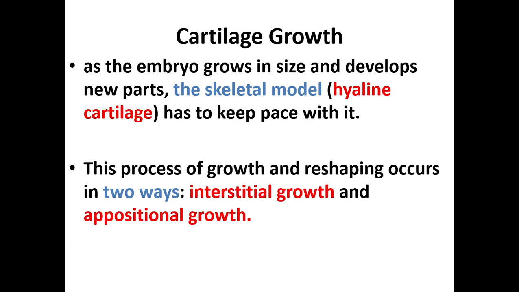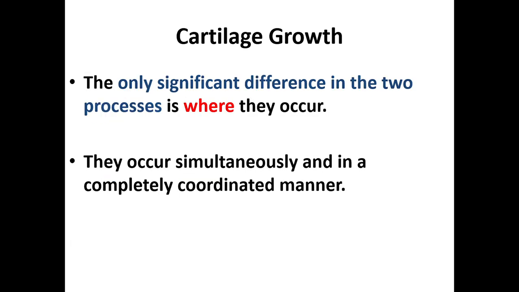Let's go into the growth of cartilage. There are two ways wherein the cartilage will grow: the interstitial growth and the appositional growth. It could be an increase in the length of the cartilage or an increase in the width of the cartilage. The only significant difference in the two processes is where they occur, whether in the long bones or in flat bones. They occur simultaneously and in a completely coordinated manner.